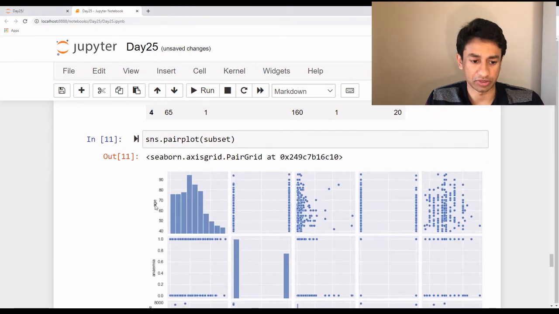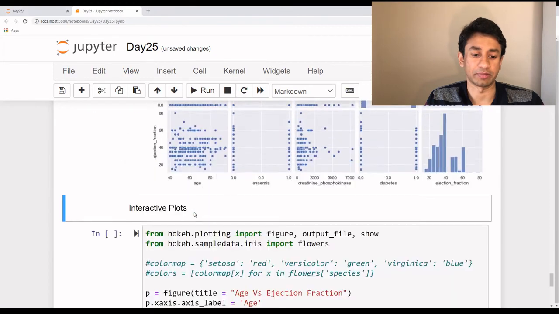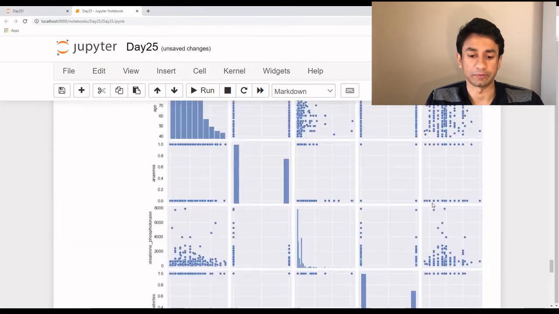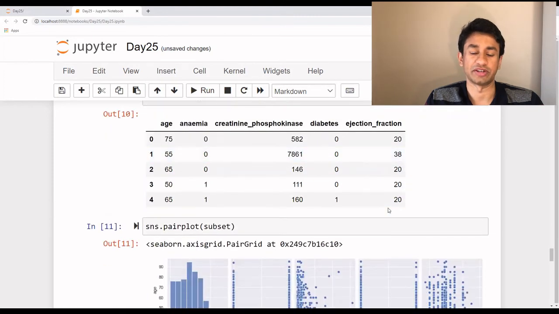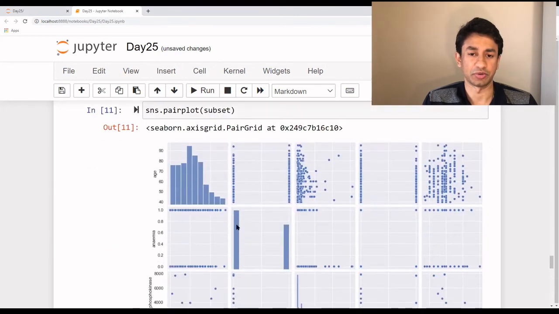So it takes one parameter, for example one attribute, age, and then it compares age with all the other attributes, like age with anemia, age with creatinine, and age with diabetes, and so on. I'm just using a subset of it because in the original data that we had 13 columns. If I use the original data set, it's going to take much longer, as well as be so big that it might not be very clear. So maybe you can feel free to make use of the original data set and use the pair plot to see how the trend is.